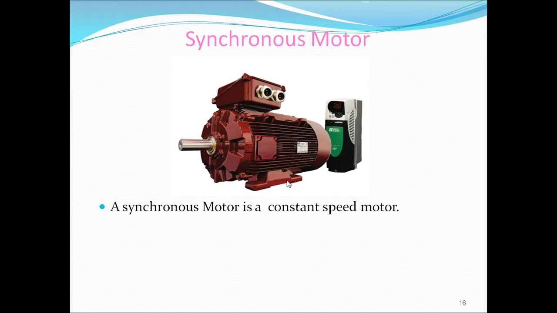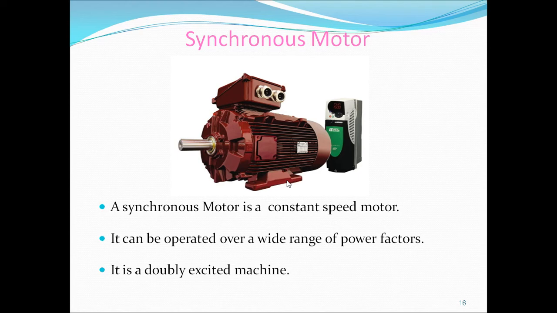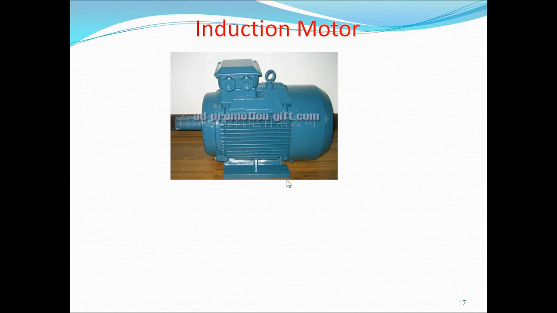A synchronous motor is a constant speed motor, and it can be operated over a wide range of power factor, that is lagging or leading. The power factor can be changed by changing the excitation. We have DC excitation for a synchronous motor. A synchronous motor requires both AC supply and DC supply, that is excitation to the field. Depending on that, we can vary the power factor. It is a doubly excited machine. This is the feature of the synchronous motor.